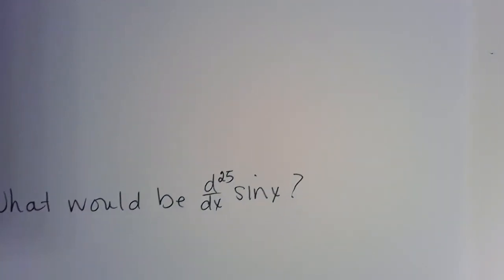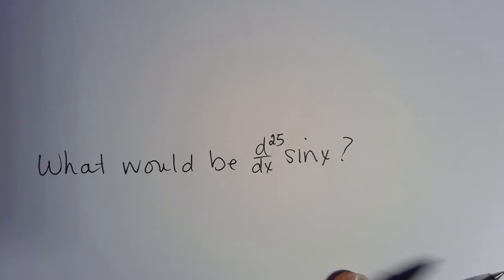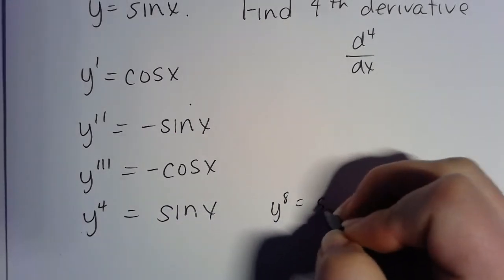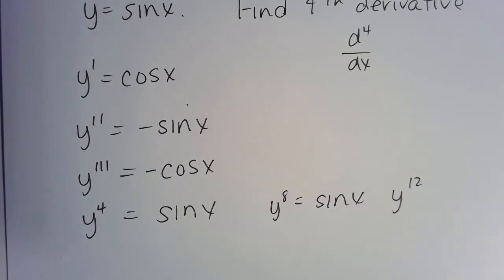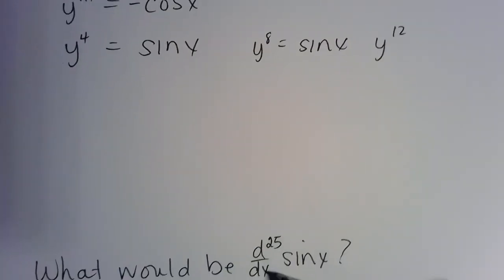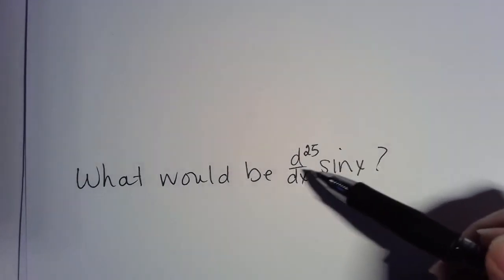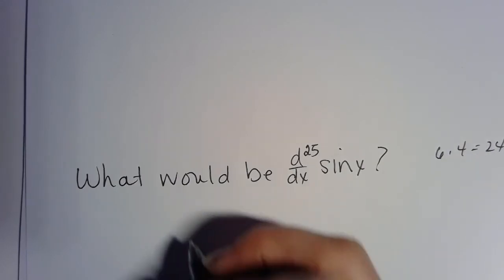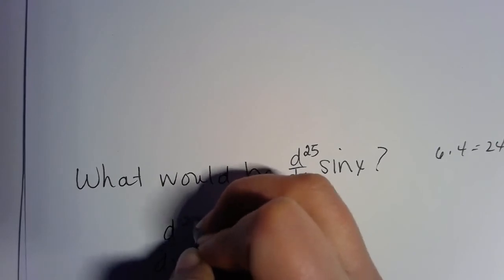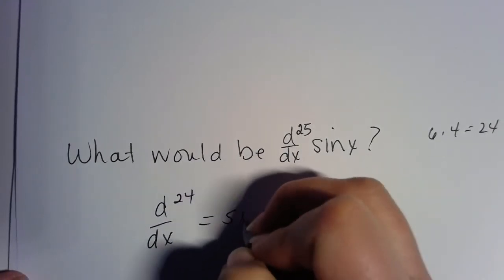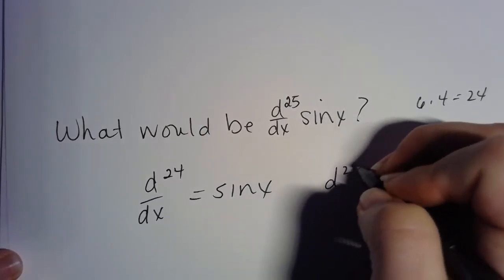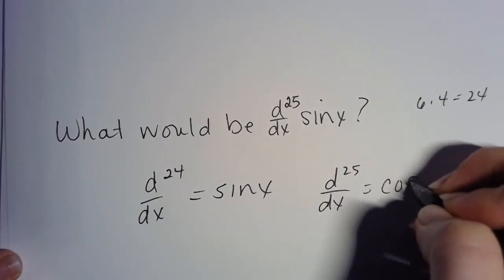So let's use that to think about what would be the 25th derivative of sine. Based upon this, the 4th derivative would be sine, the 8th derivative would be sine, the 12th derivative would be sine, every 4. And so what's the biggest multiple of 4 that will fit into 25? Well, that would be 6 times 4 is 24. So we know that the 24th derivative will be sine. And so that means we need one more derivative, so the 25th derivative would just be cosine of x.